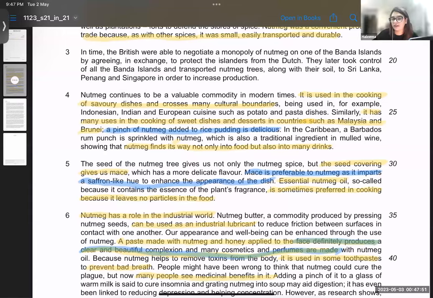Is there negative marking for writing more points and if they're wrong? They're not going to cut your marks, but they will only reward you for the ones that are correct. That's what I'm saying. They're not going to take away marks. That's not how O-levels works. They only mark you for the ones that are correct.